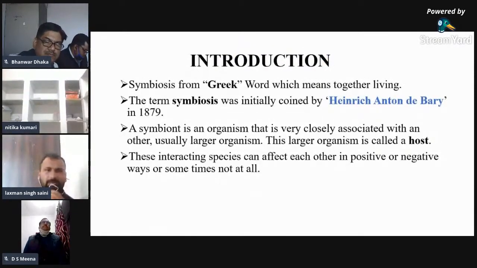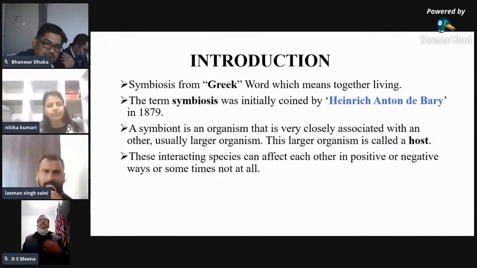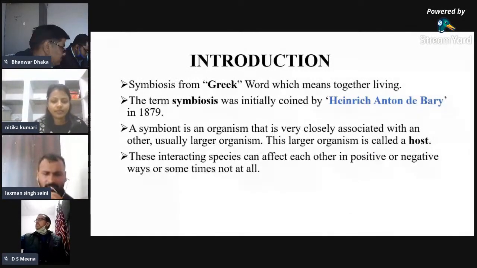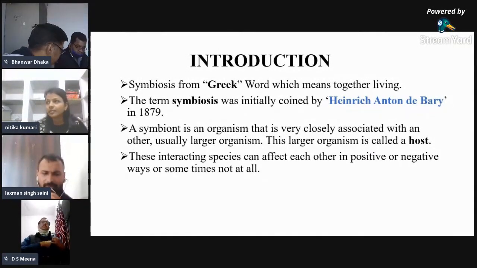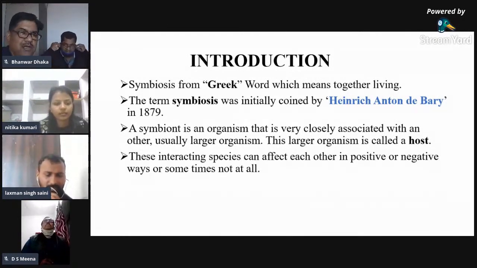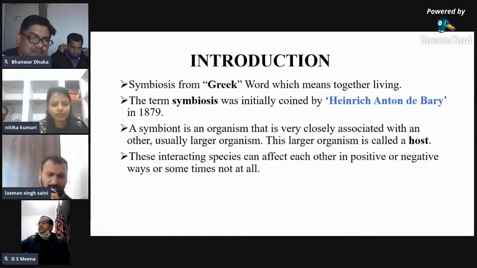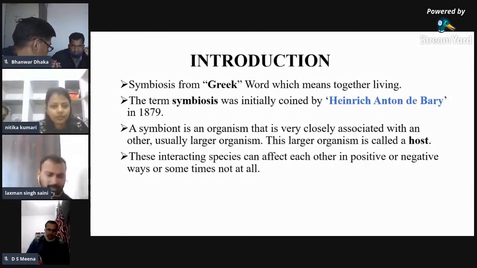Introduction. Symbiosis is a Greek word coined by Heinrich Anton de Bary in 1879. Symbiosis is a close and long-term interaction between two different biological species. In symbiosis, the smaller organism is called the symbiont, and the other, larger organism is called the host. Interacting species show a positive or negative relationship, or sometimes none at all.